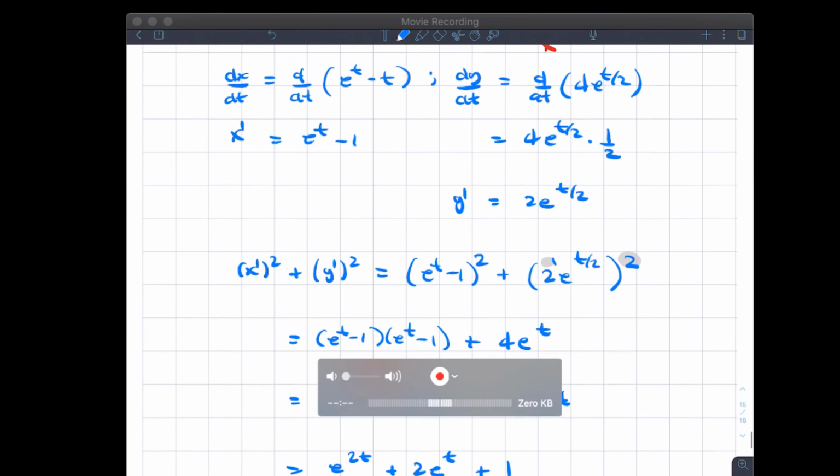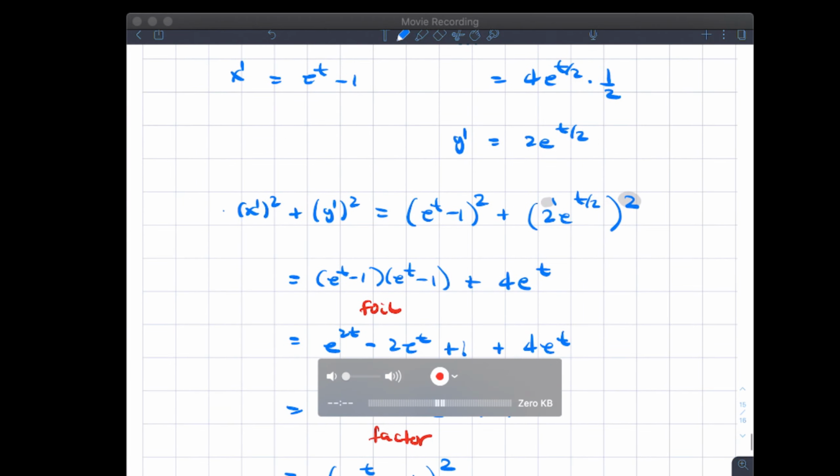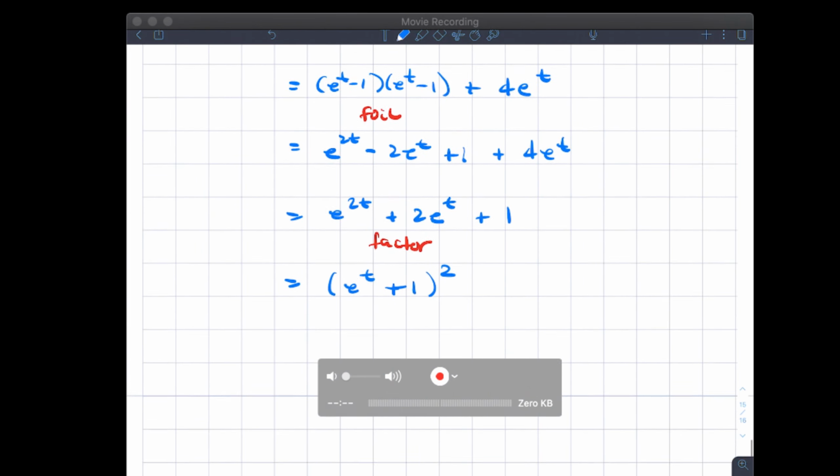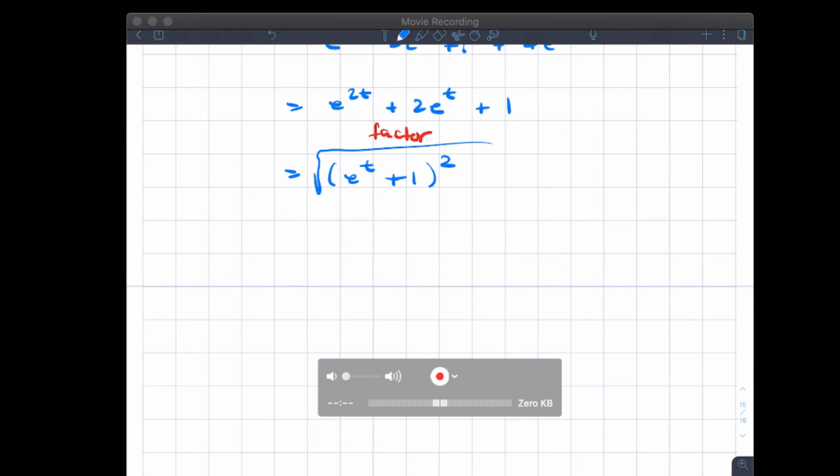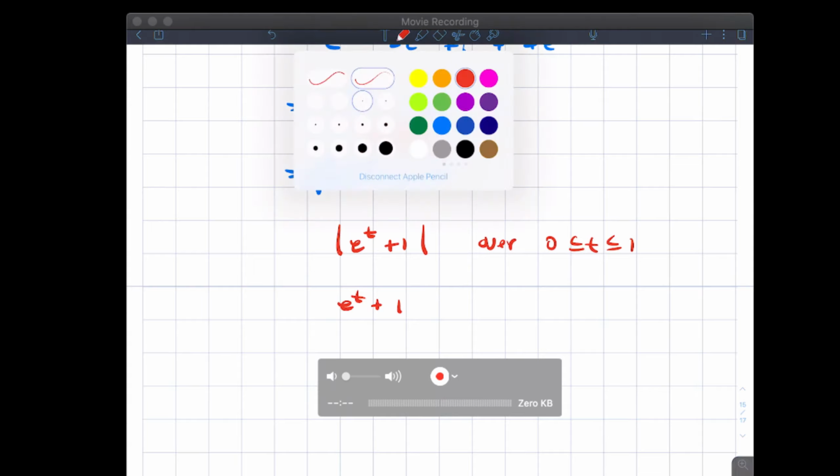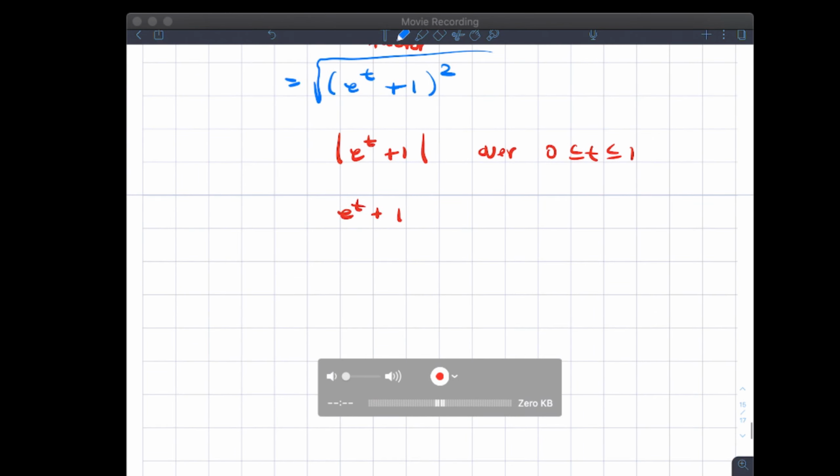So don't forget now, you say, oh, but Mr. Judge, we need this under a radical because we're needing to find that ds. Okay. And as you guys can see yet again, this becomes the absolute value of e to the t plus 1. Now remember, this is over the interval 0 to 1, which means this is actually positive again. Probably no coincidence, ladies and gentlemen. It's no coincidence.